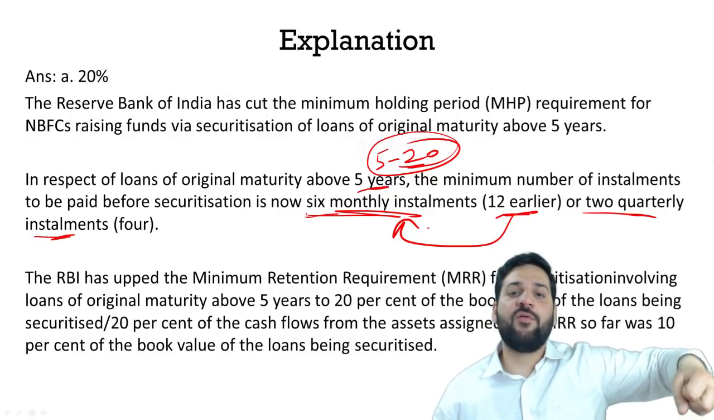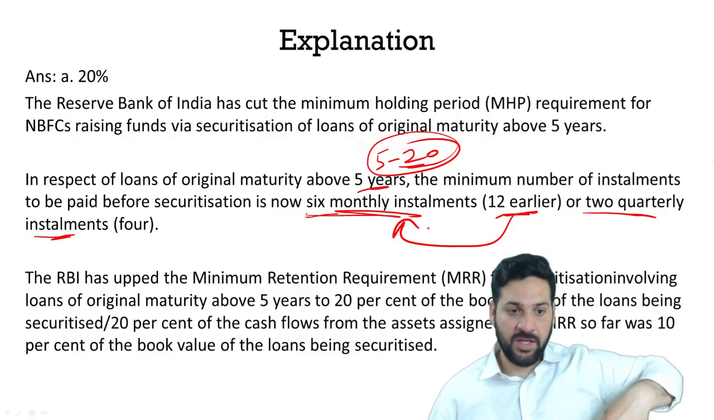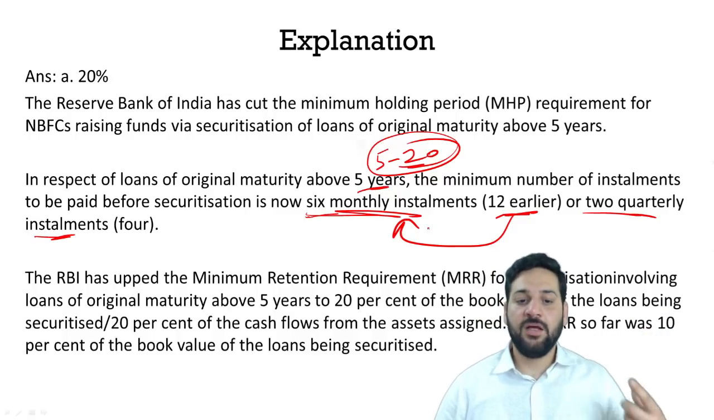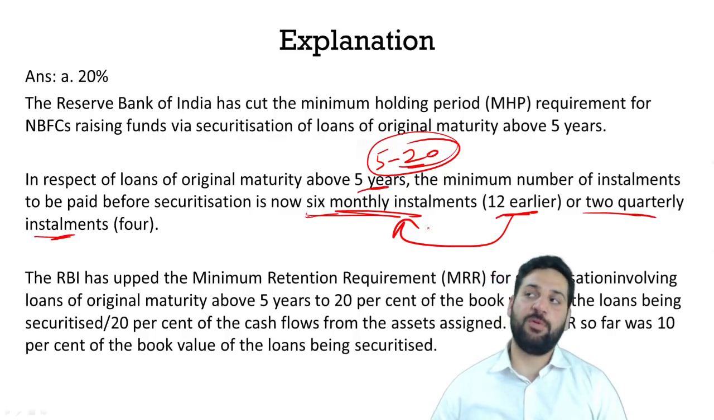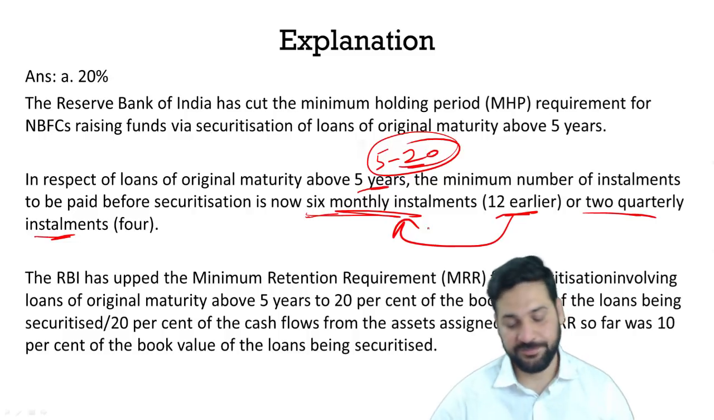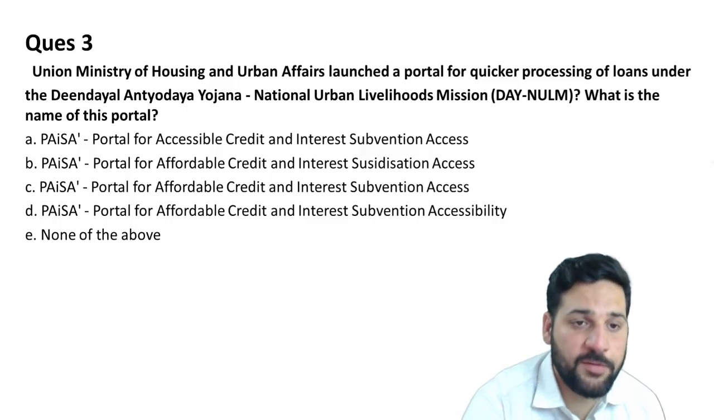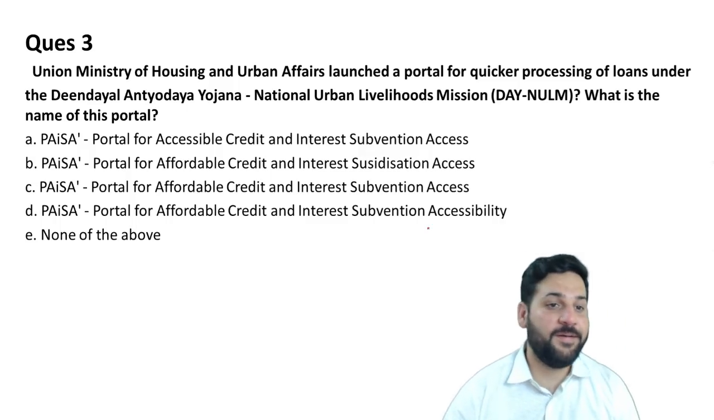You need to hold that for 1 year, but now it's just 6 months. And this MRR, that used to be 10%, but now it is 20% because RBI wants the NBFCs to be safe. Let's move on to question number 3. I'm taking a lot of time.